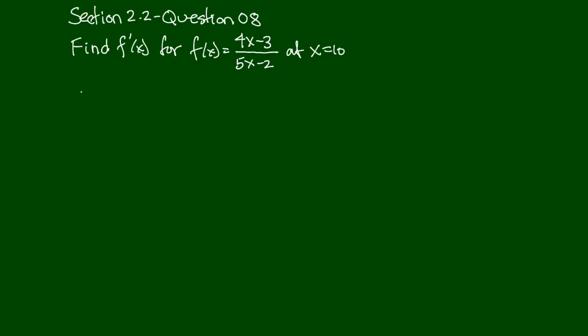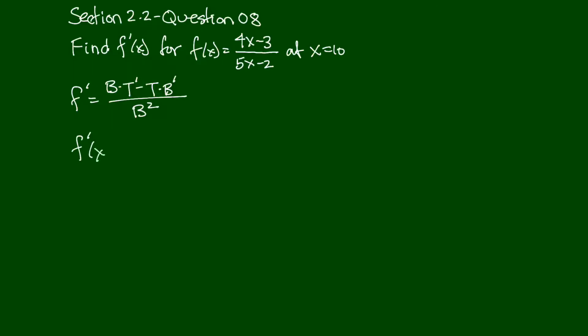We've got a quotient. Let's use the quotient rule. So here's the template, right? Bottom times the derivative of the top minus the top times the derivative of the bottom, all of that over the bottom squared. Let's give it a go here.